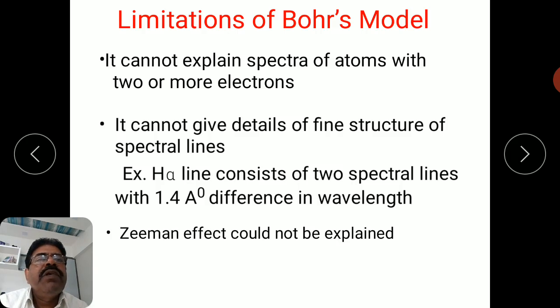And one more important thing, the Zeeman effect. You know what the Zeeman effect is. When you apply a strong magnetic field, it was observed that the spectral lines of the spectra of certain elements were split. One single line splits into three or more, depending on whether it is the normal Zeeman effect or the anomalous Zeeman effect. This Zeeman effect, that is the splitting of the spectral lines due to application of a strong magnetic field, could also not be explained by Bohr's atomic model. So these are some limitations of the Bohr atomic model.